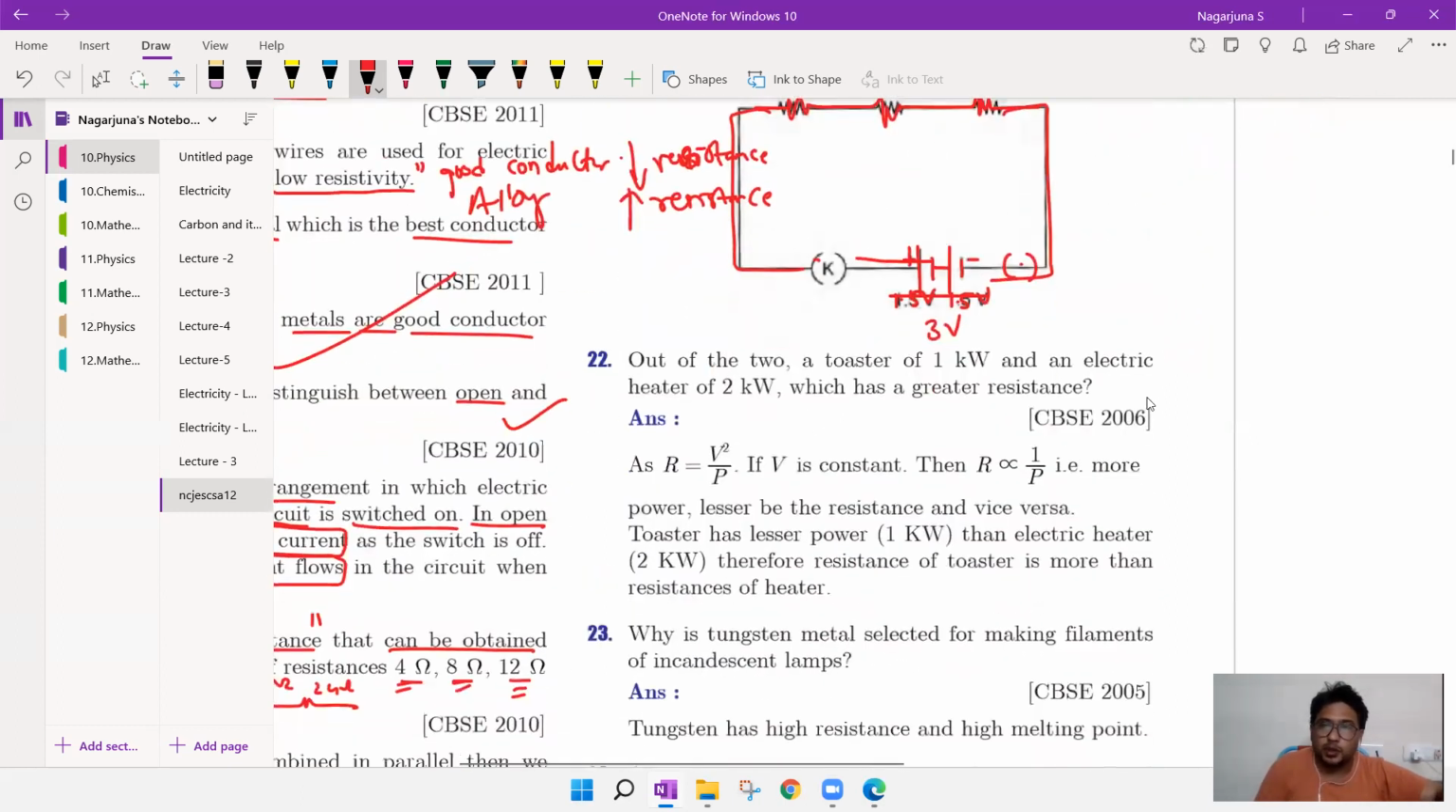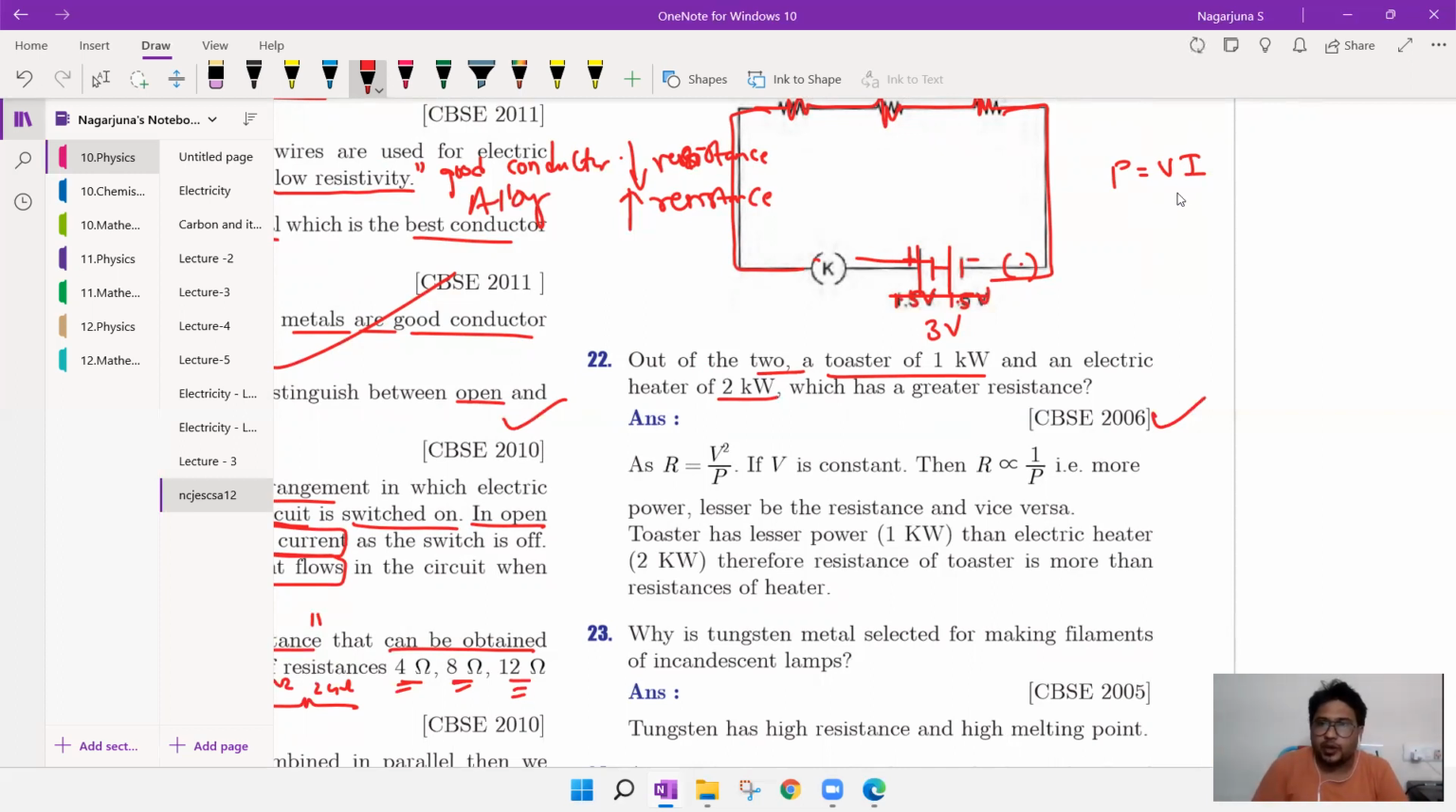22. In 2006, they asked. So many years back, okay. Out of the two, a toaster of 1 kW and an electric heater of 2 kW, which has greater resistance, they are asking. You see, we know the formula P is equal to V into I. Okay, so in 2006, they asked, this is somewhat a tricky question, try to understand.